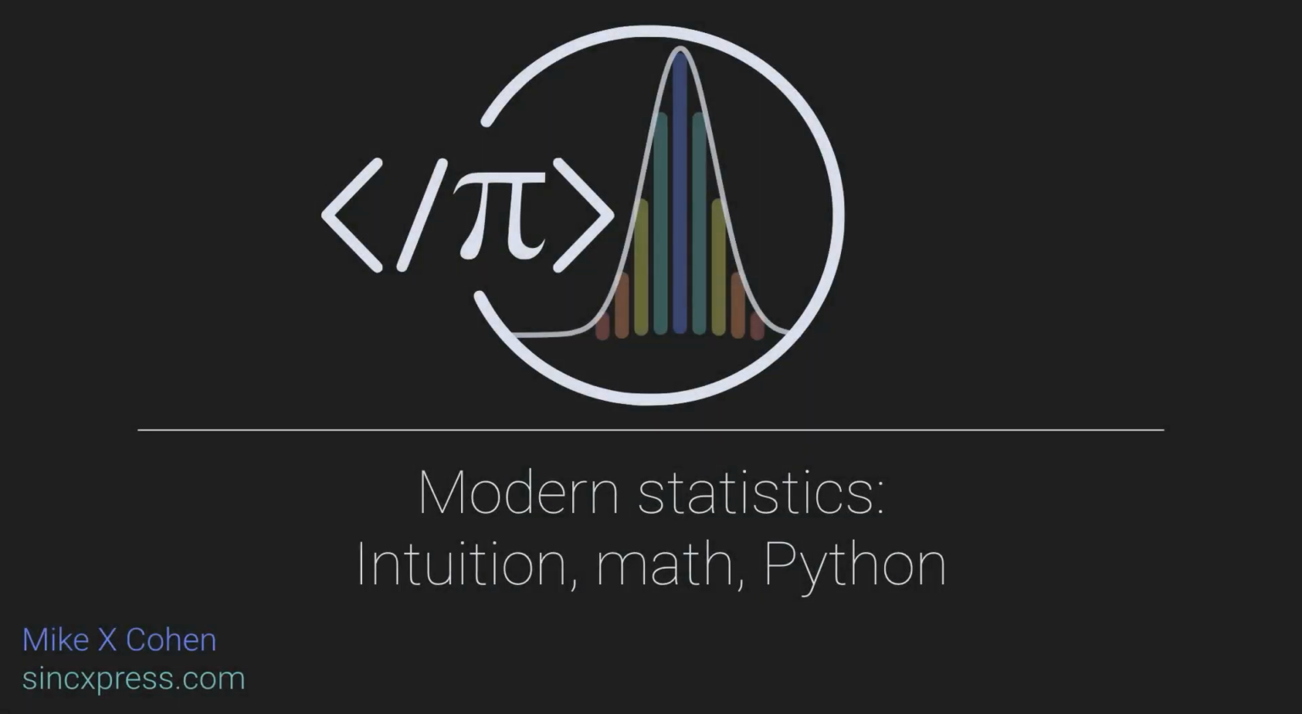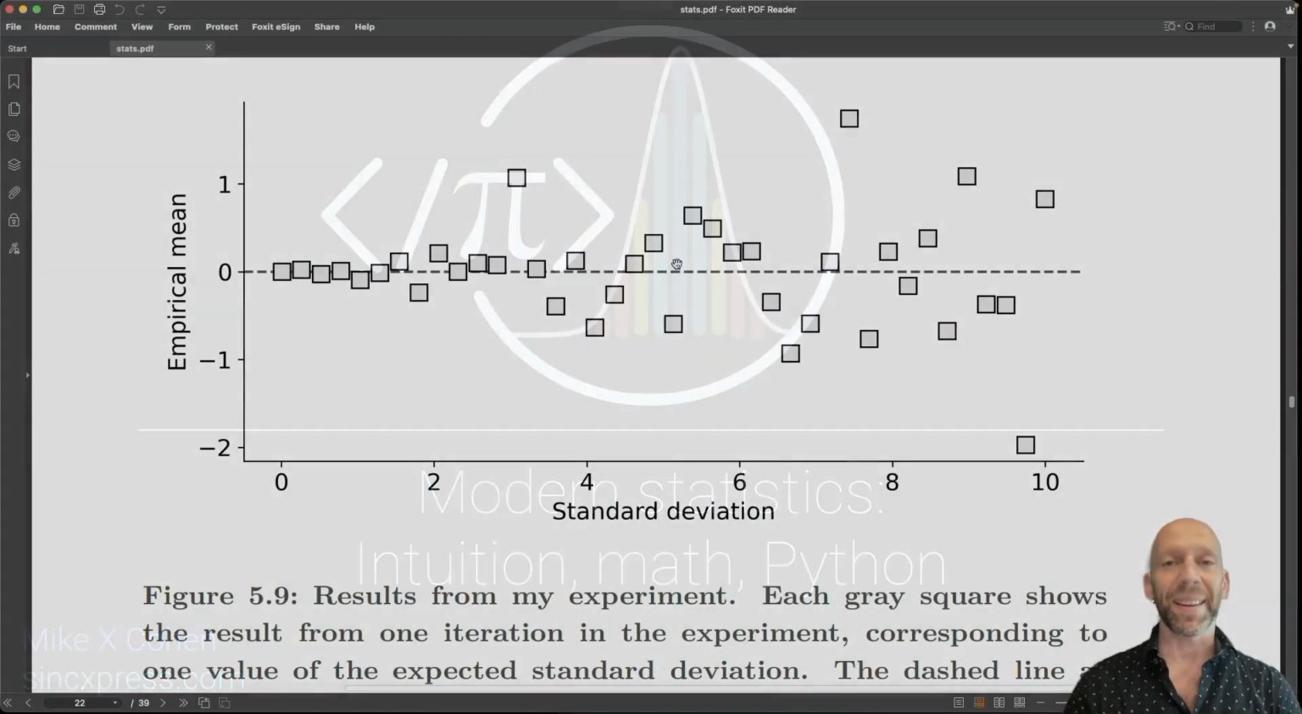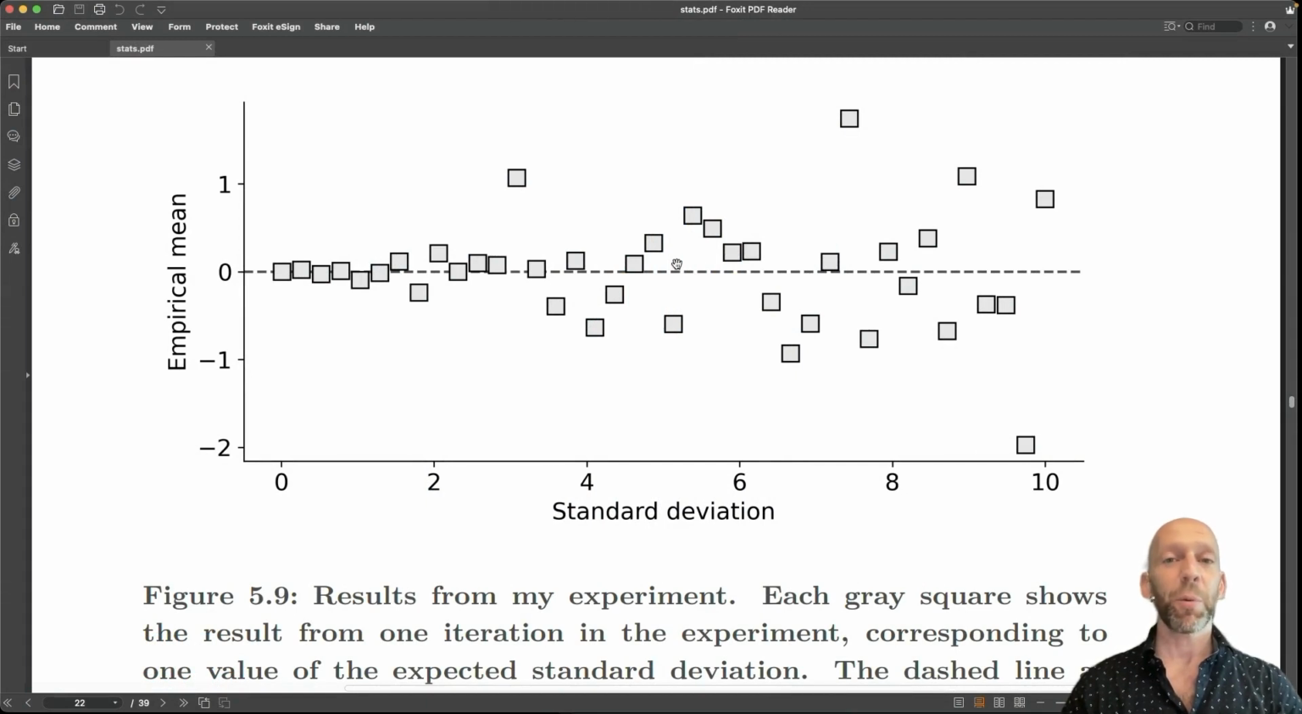This is the video for exercise 10 of chapter 5, but I want to open this video by showing you figure 9, which is a figure from earlier in this chapter. This is a figure where I introduced you to the idea of running experiments on simulated data to understand statistics and the behavior of statistical operations, particularly in the presence of noise and sampling variability.